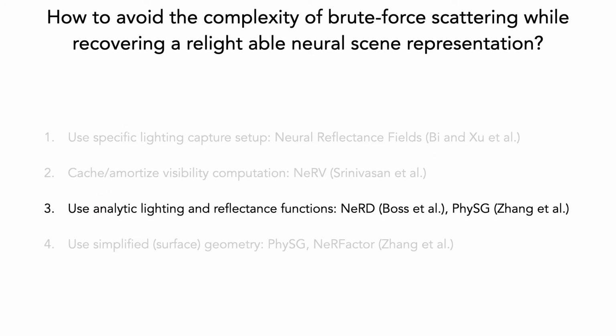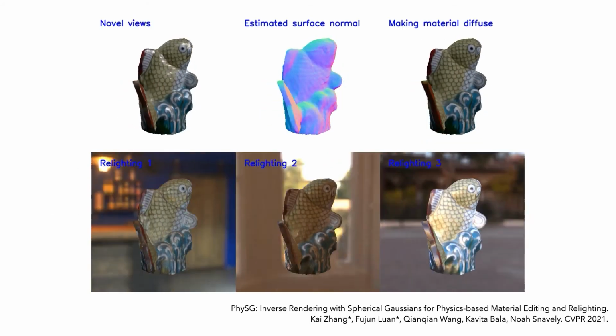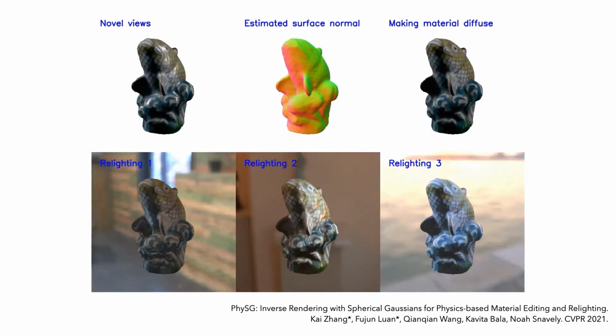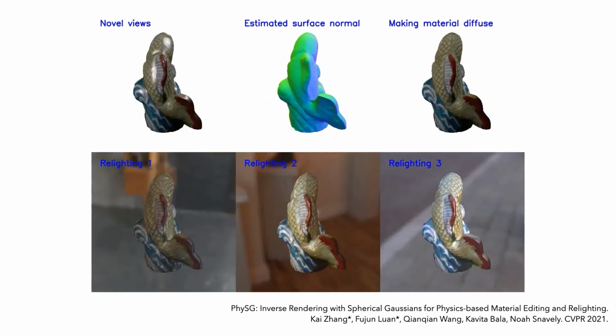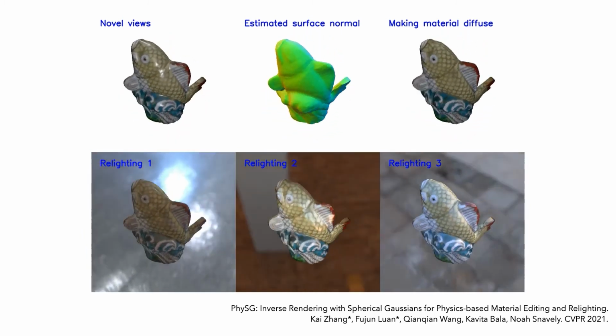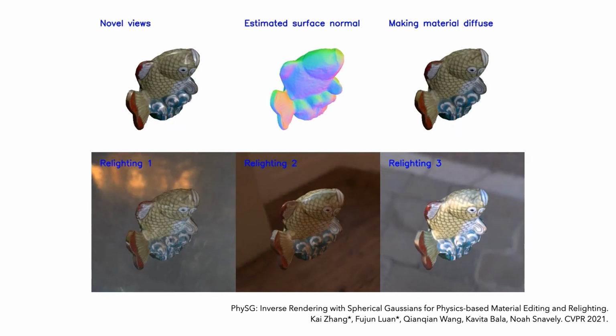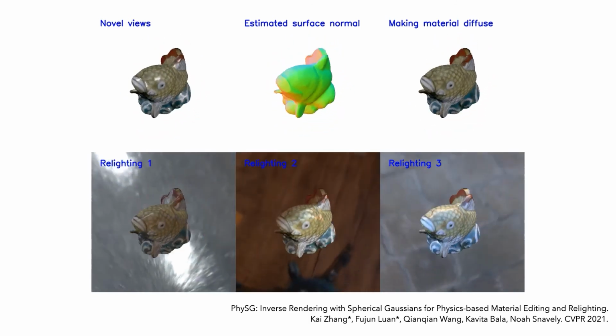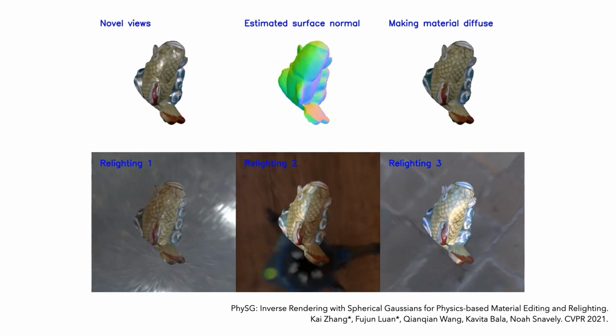Another effective strategy that completely eliminates the need to sample the neural field along light rays is to use an analytic representation for lighting and reflectance. So two recent techniques, neural reflectance decomposition, or NeRD, and PhiSG, represent environment lighting and reflectance using spherical Gaussian functions. This enables the integral of lighting against reflection at any point to be computed efficiently without having to sample light rays. But it makes the assumption that there are no self-occlusions. So while the strategy is quite effective for modeling convex objects illuminated by an environment map, it has trouble simulating the effect of cast shadows.